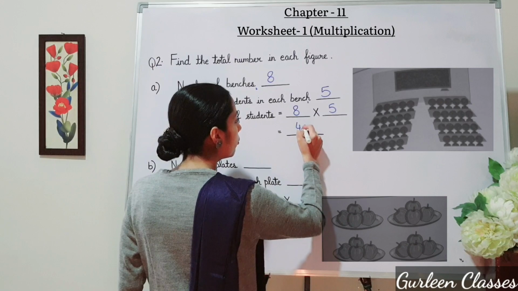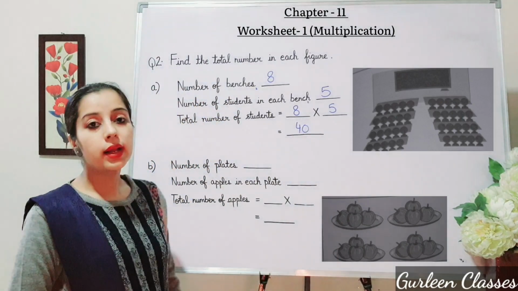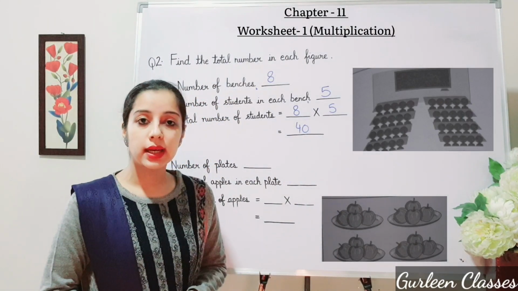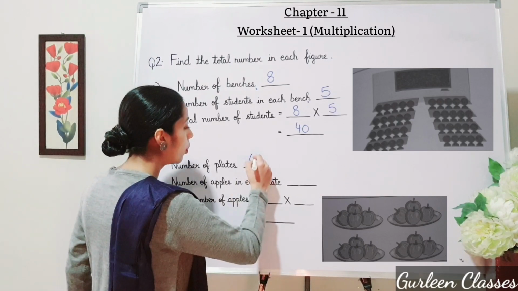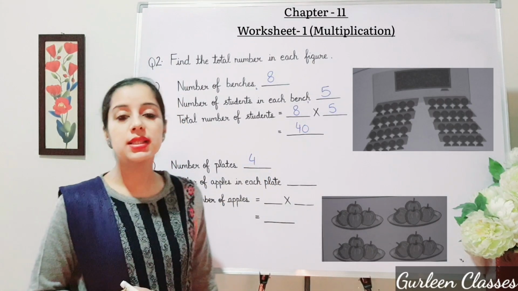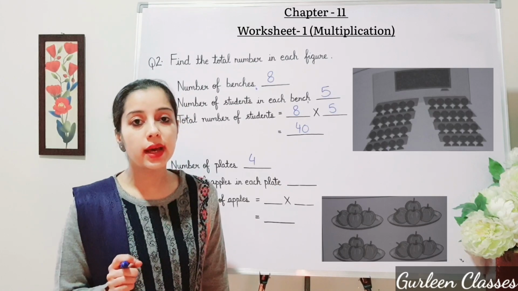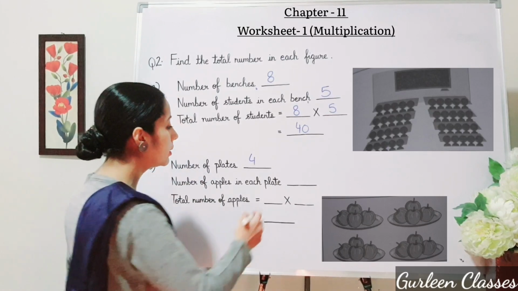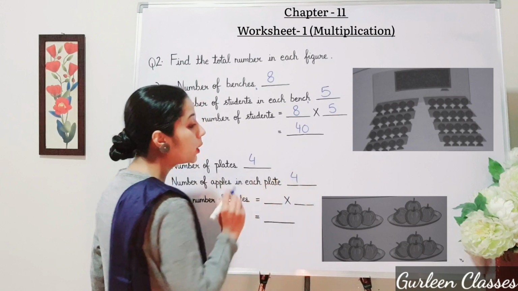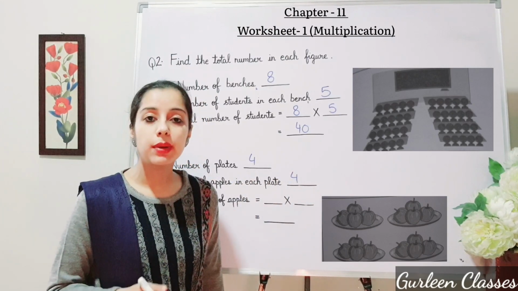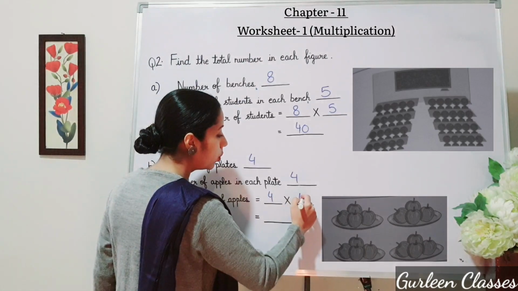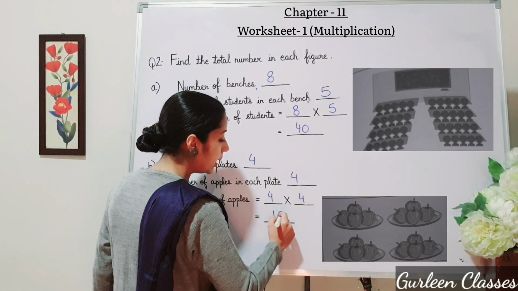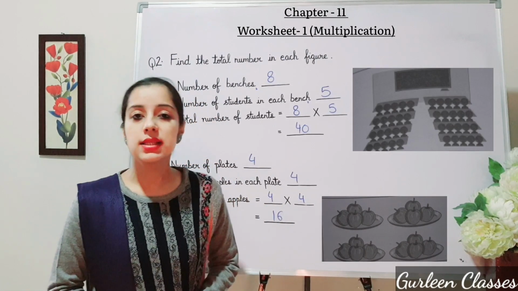Write here 40. Now B part, how many plates are there? Total there are 4 plates. So write here 4. And the number of apples in each plate? In each plate there are 4 apples. So write here 4. And for the total number of apples, we will multiply 4 into 4. So write here 4 into 4, that is 16. The total number of apples is 16.